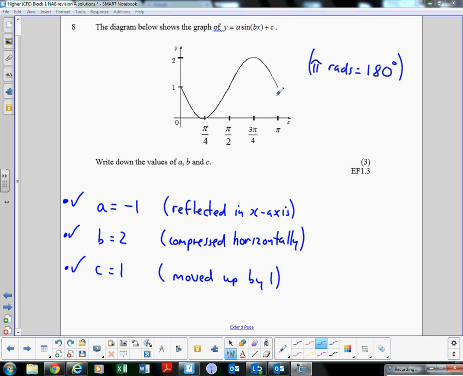Right, remember, pi radians is 180 degrees. And the length of the sine curve should be 360 degrees. So this curve has been compressed by a factor of 2. So b is 2. And our center line, if you'd like to call it the center line, which normally comes through here, that is normally the x-axis, but the whole graph has clearly been moved up by 1, so c is 1 because the whole curve has been moved up by 1.